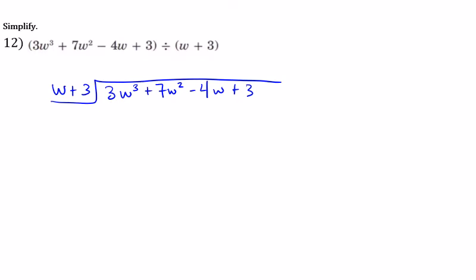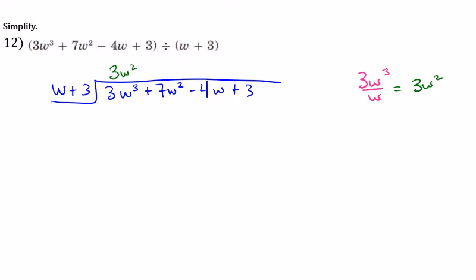But what I want to do is start with this term. I'm just going to focus on this term, and I'm going to say, okay, how many times does this term go into this term? So in my head or on paper, I'm going to do 3w cubed divided by w, and that gives me 3w squared, right? So 3w squared is what goes here.